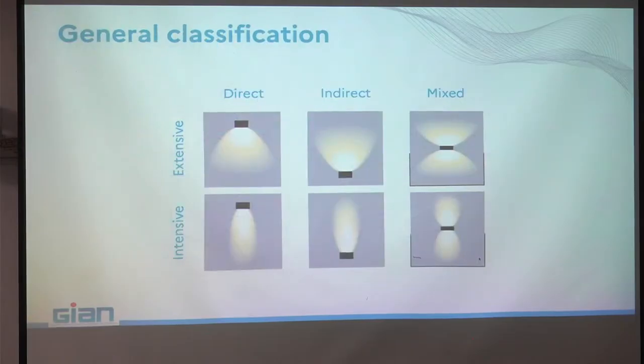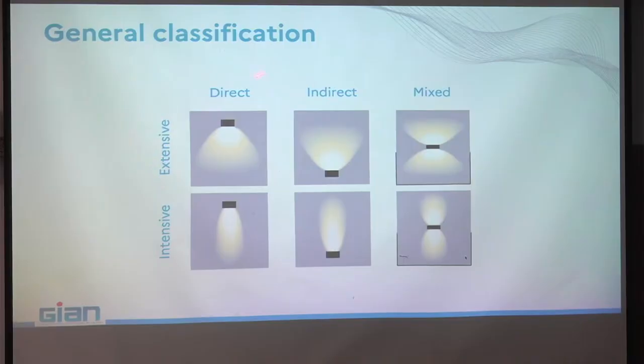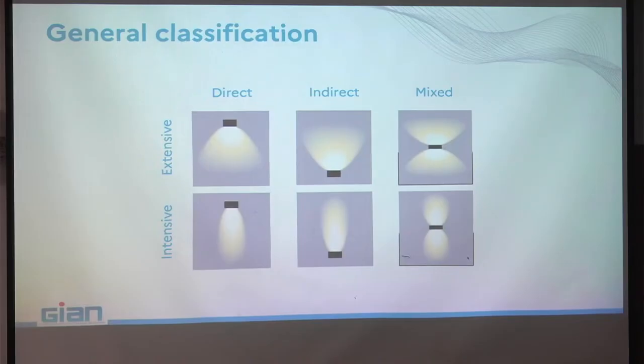This is a very general classification of the different fixtures. They can be direct and indirect or mixed, and they can be extensive or intensive. Extensive means that the beam coming out from the luminaire is rather large. Intensive means the beam is more like a projector.